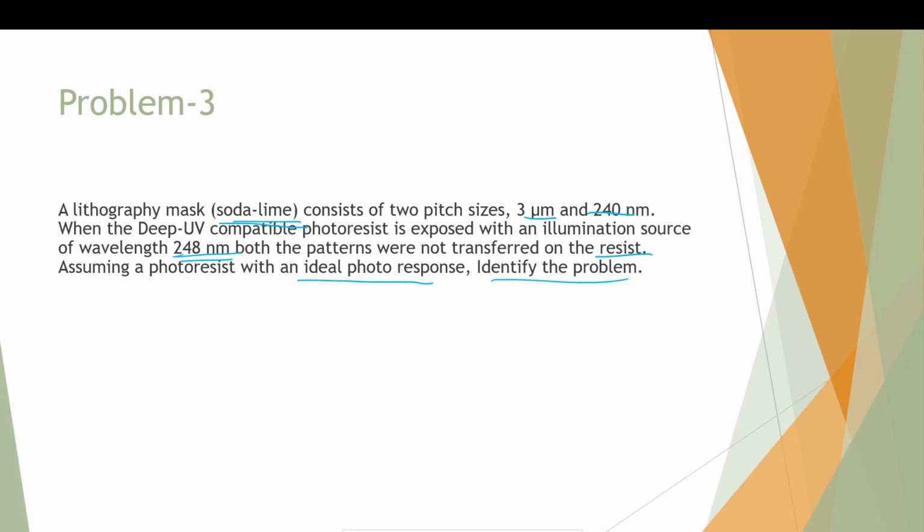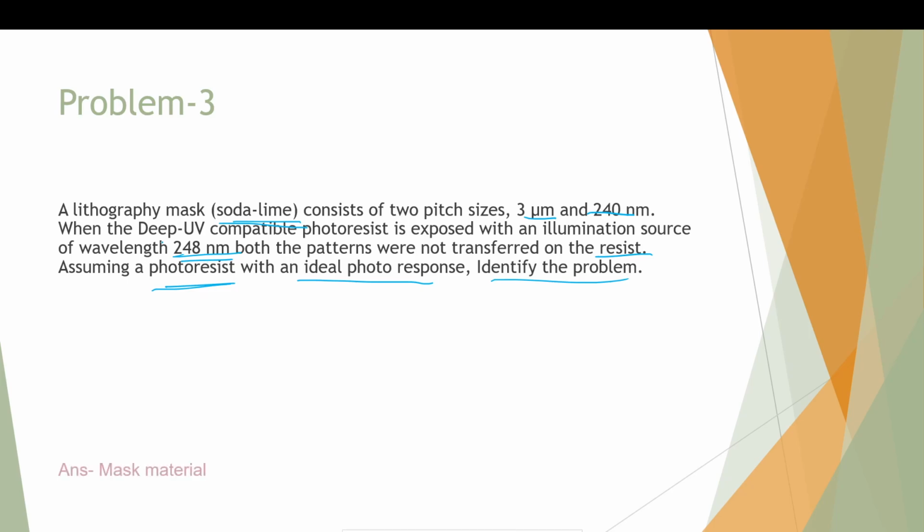So they are saying that the photoresist is not the problem. They are telling that it has ideal photoresponse for this wavelength. So what else can be the problem? They are also saying that both these patterns were not transferred. So it's not also about the pitch, right? So the only other information that they have given us is that the mask is made of soda lime. So now we should check if the soda lime mask is compatible with this wavelength.